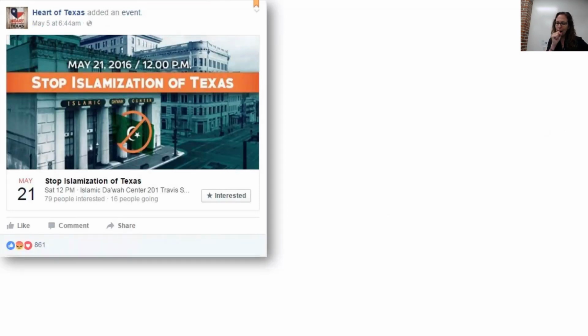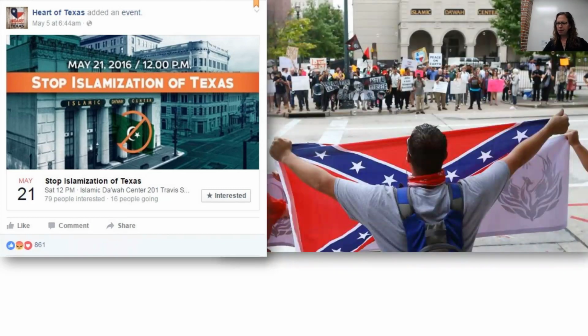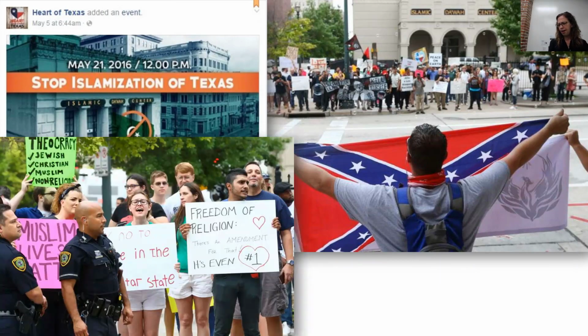In Texas, in 2016, there was a protest announced by a group called the Heart of Texas to protest outside an Islamic center. So a lot of people showed up. There was also a counter-protest organized via Facebook. And journalists who covered it noticed something odd, that none of the leaders from the protest nor the counter-protest were there, and they were not able to get in touch with them.